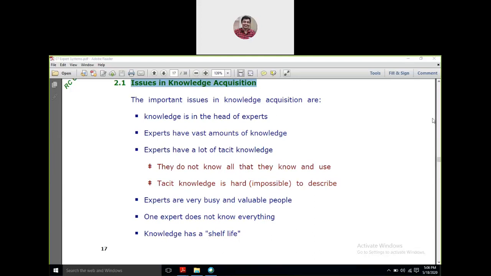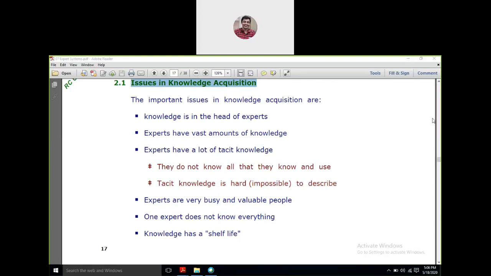Next is, experts are very busy and valuable people. So if a particular group of scientists is developing an expert system, they should also know that the person on whom they are performing the knowledge acquisition task is a very valuable and busy person, and they must find better and better ways of extracting knowledge from them in a much easier fashion.